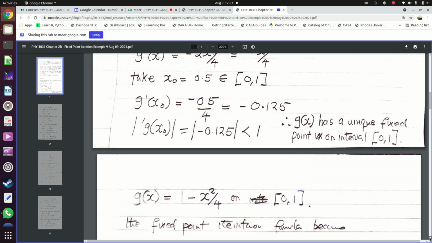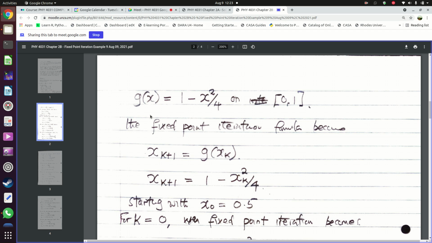So our function is g of x equals 1 minus x squared divided by 4 on the interval 0, 1. Using our g of x, if you put in whatever x0, we get x1. So our iteration formula is x k plus 1 equals g of xk. Where there's x, you put a k, so we end up having x k plus 1 equals 1 minus x k squared divided by 4. This becomes our fixed point iteration formula. Is that clear?